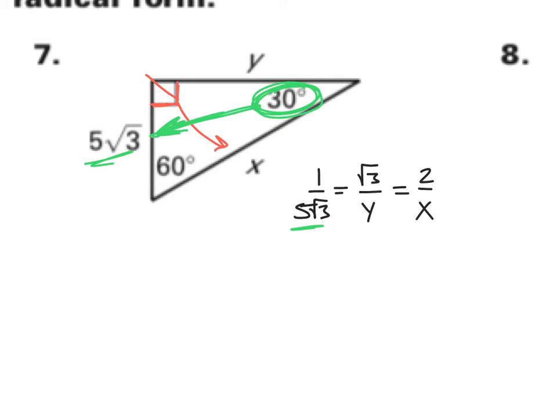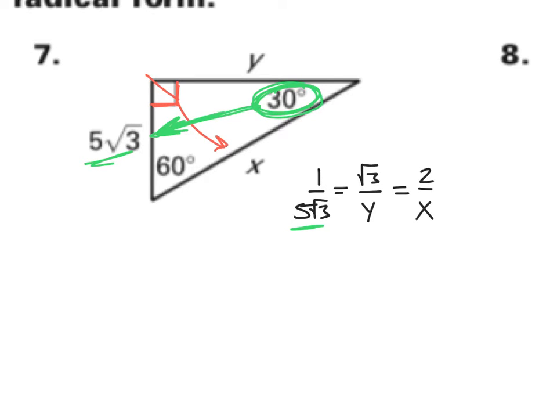Don't worry about where the square root of 3 is, or if there's a square root of 2 in it, or if there's some other funky number in it. Just pay attention to what the hypotenuse is and what the shortest side is. Don't worry about the numbers. Don't match up numbers. All right.